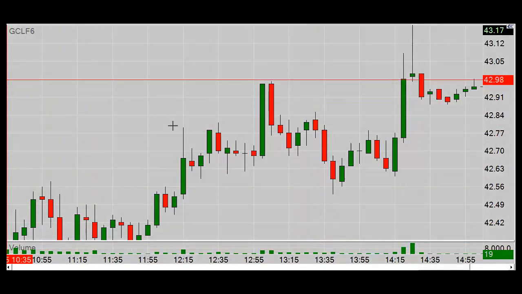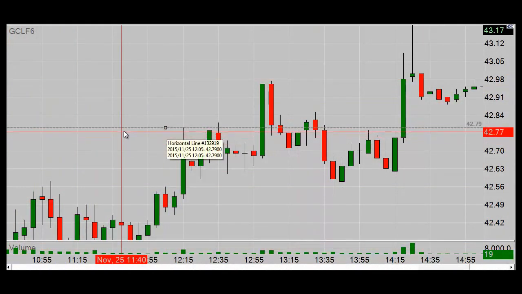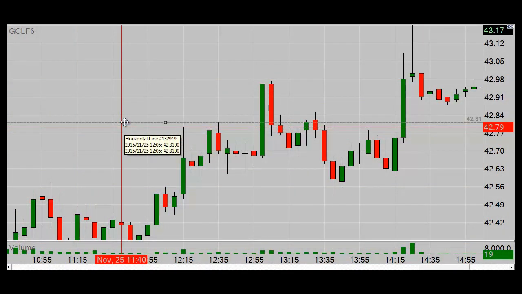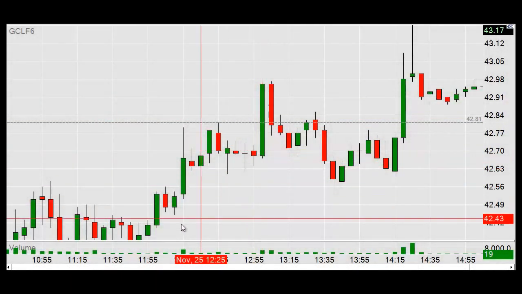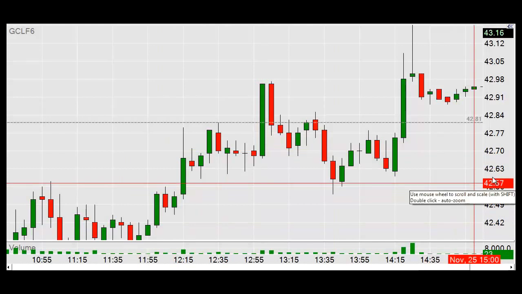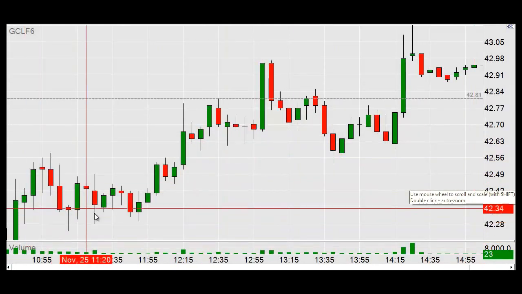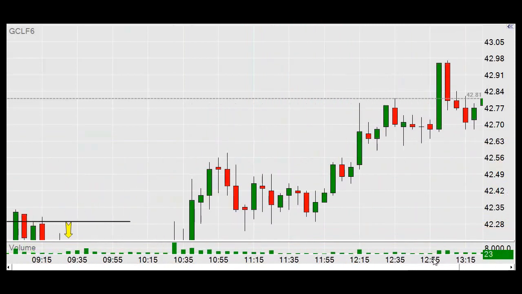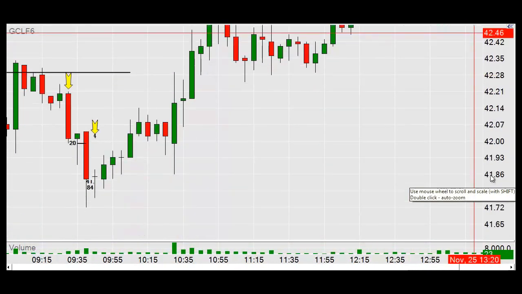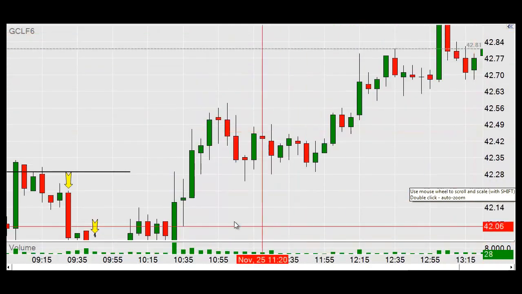Here, let's just drop 42.80. Push it up to 81. Now, this is 1 o'clock in the afternoon. The inventories came out at 10:30. Okay, so that's out of the way. That's not a problem for us. Price sold off pretty good.